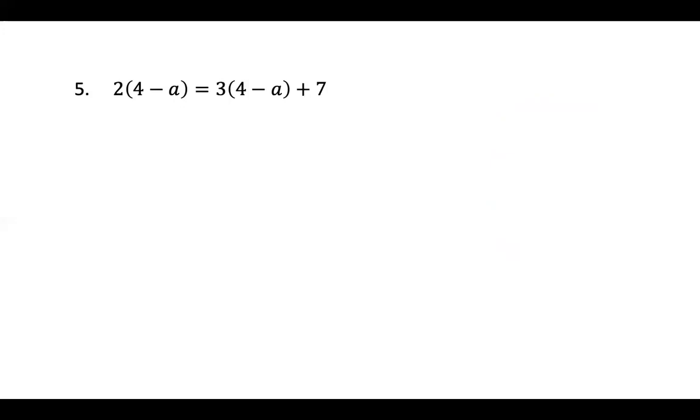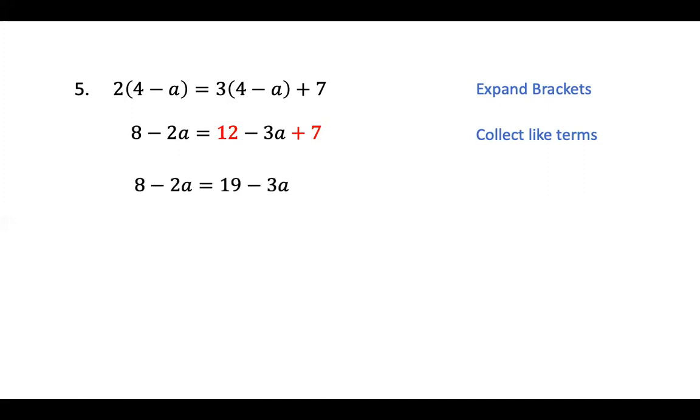Question number 5. So again, first thing that we always do is expand out those brackets. So when we expand, we're left with this line. Now the only thing that changes for question 5 is now we have to collect some like terms. If you look at the right-hand side, we have two numbers, 12 and plus 7. Those are our constants. So we're going to collect those together. So 12 plus 7 gave us 19 minus 3a's on the right-hand side. And now we solve this just like we did for questions 3 and 4.